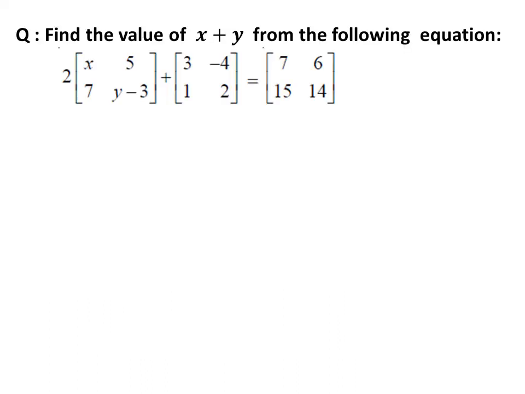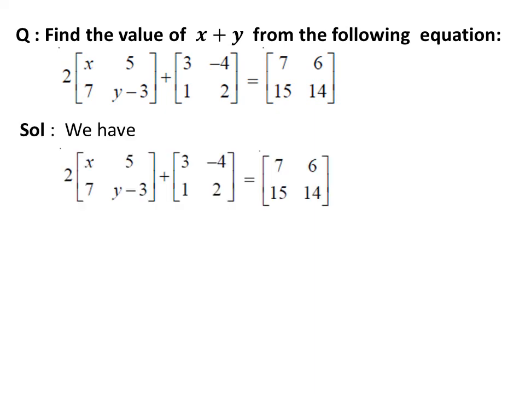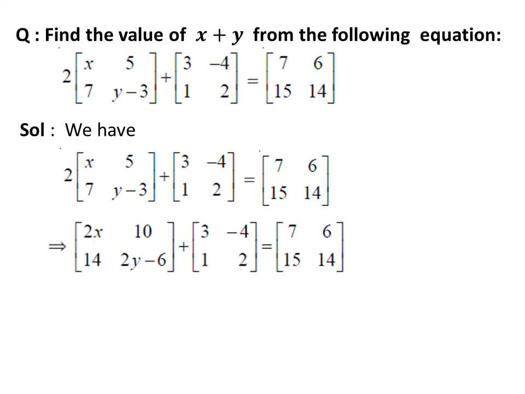Take one more question. In this question, we have to find value of X plus Y by solving the given equation. To solve this equation, first we simplify left hand side. For that, multiply each element of first matrix of left hand side by 2. We get a matrix with elements 2X, 10, 14, 2Y minus 6.